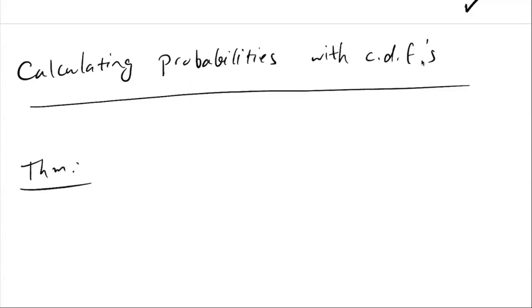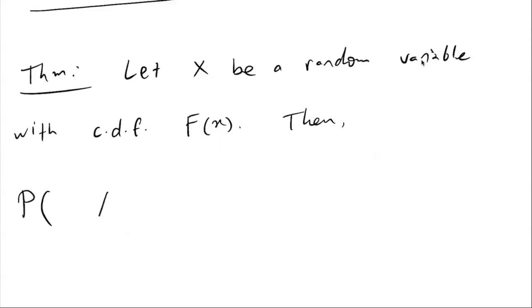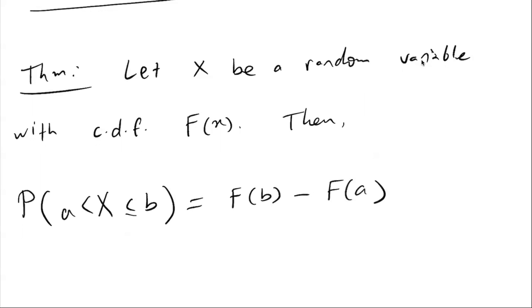So one theorem here, we can say that let X be a random variable with CDF capital F of X. Then we can say that the probability that X is between A and B, meaning that X is bigger than A, less than or equal to B, this can be written as capital F of B minus capital F of A.